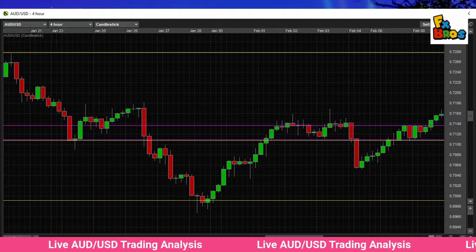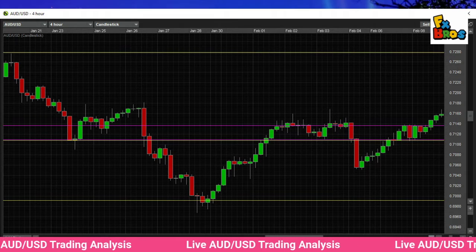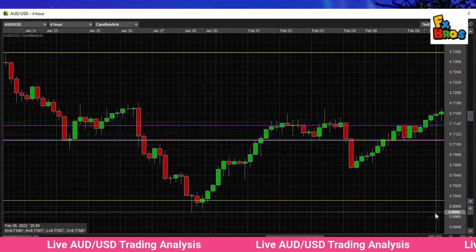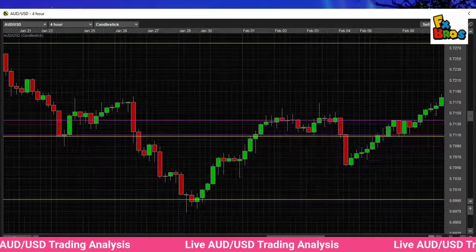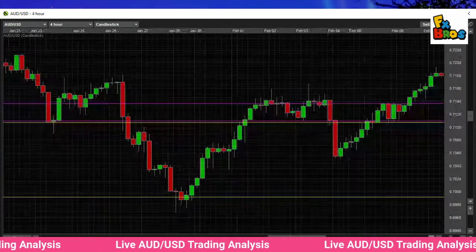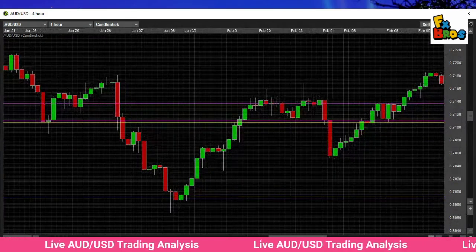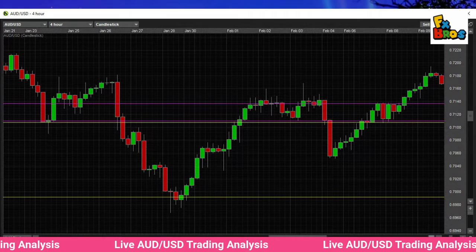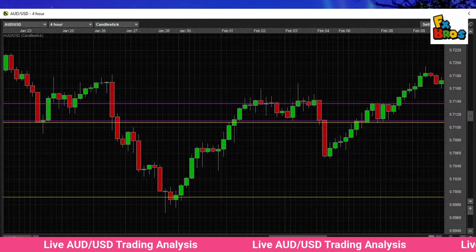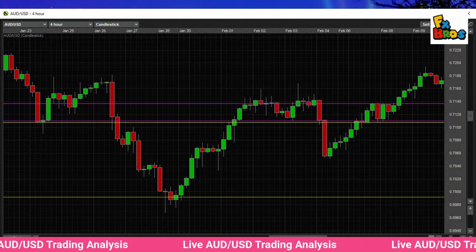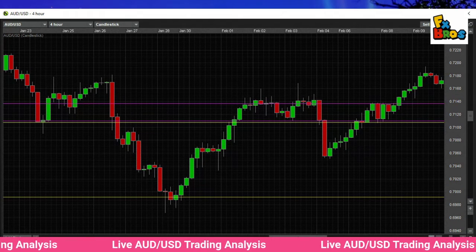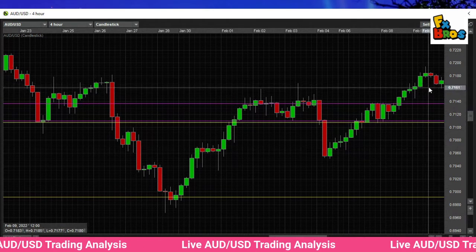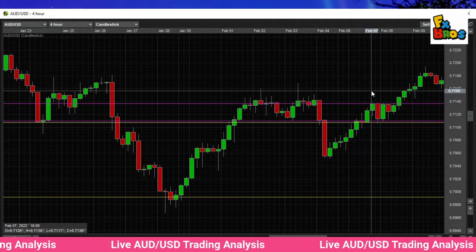So let's see how the trade worked out. Trade pushes higher, tries to break back low, but didn't. Continues higher. I think we're good. So our price respected these wicks right here.